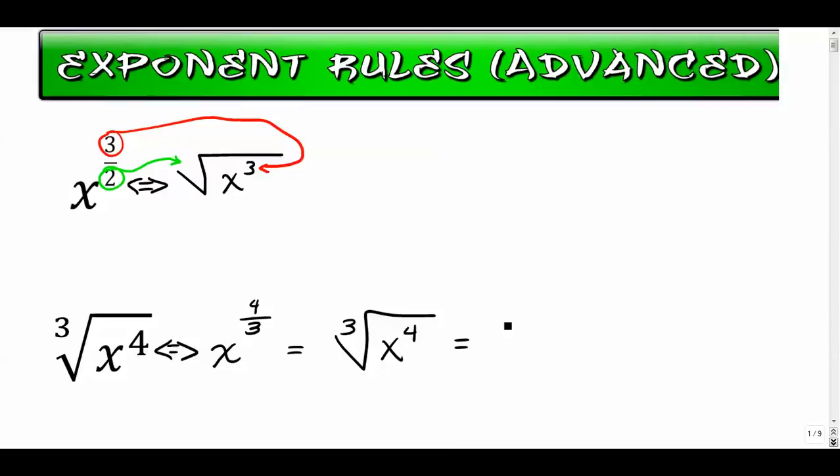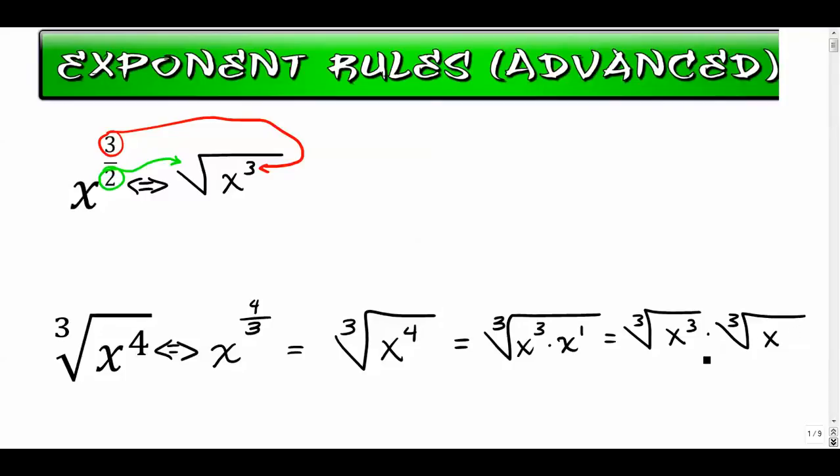Believe it or not, this is not simplified all the way. So what I need to do is turn x to the 4th into x to the 3rd times x to the 1st. And I'm choosing that breakdown because an index of 3 and an exponent of 3 are going to cancel out. So 4 turns into 3 plus 1. Remember our rule: if you have a multiplication, add the exponents. And now we can split up both radical terms. This is an exponent of 1. You don't really need to write that there though, so I won't. So now I have the cube root of x cubed. Well, that's just x times the cube root of x. And that's simplified all the way.